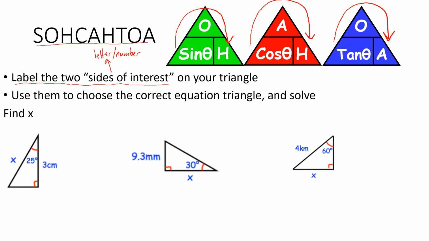Sohcahtoa relies on 2 sides and an angle. So let's look here. We've got X, that's a side of interest because it's got a letter on it. It's clearly the hypotenuse because it's opposite the right angle, so we'll call it hypotenuse.